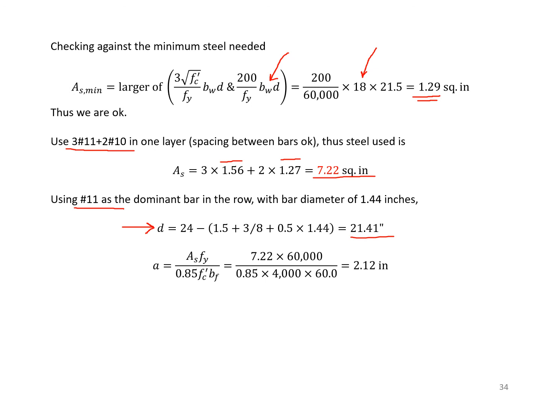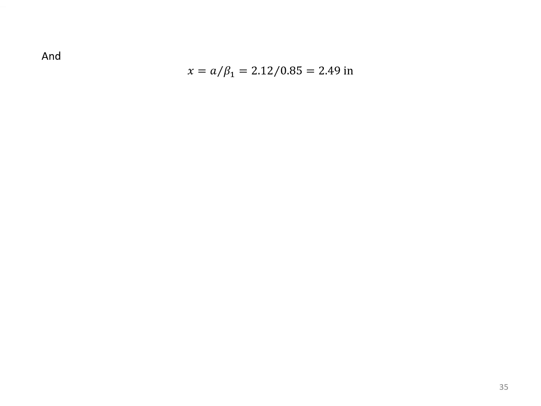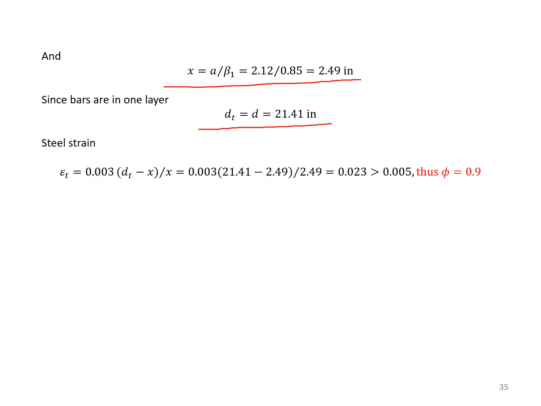I plug it in the equation for A, and remember that in this case, BF is used. So I get 2.12 inches. And the corresponding location of neutral axis is 2.49. Because D and DT are the same, I can find the epsilon t very easily, and it's 0.023, which is much larger than the threshold value of 0.005. So our phi is equal to 0.9.